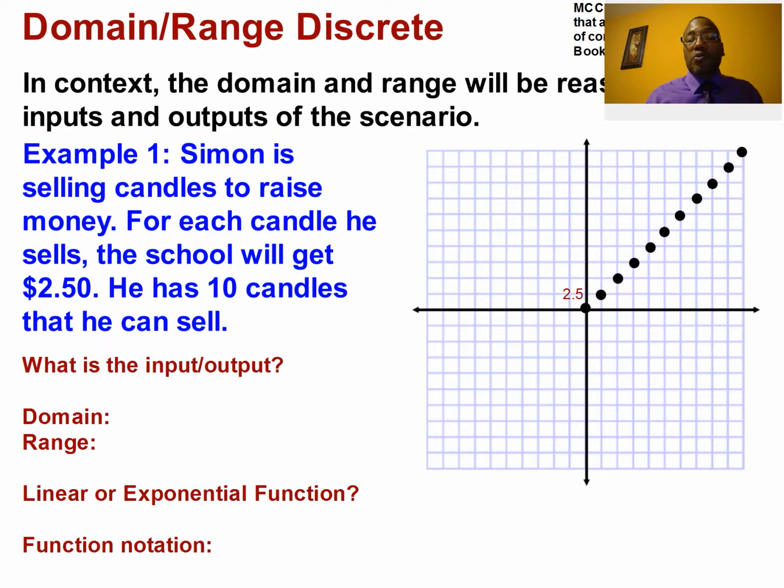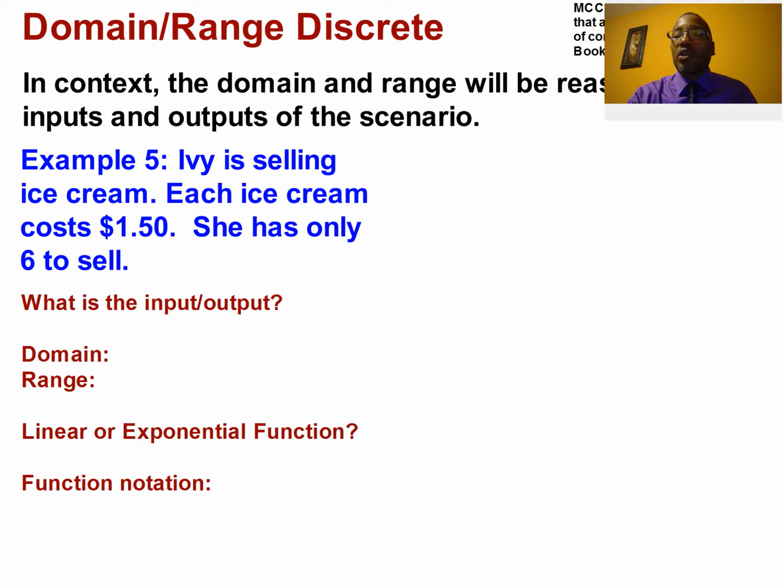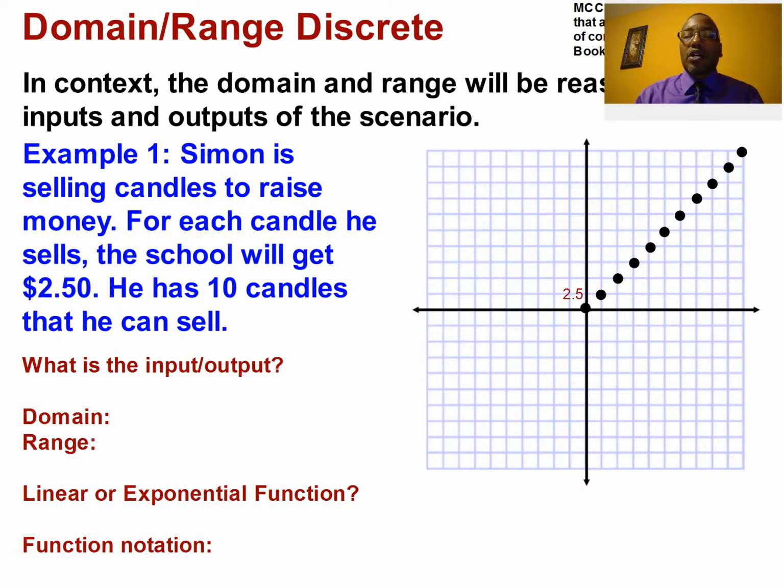Sometimes we provide you with the graph of a word problem, as we did in this case, and then sometimes we do not, which is on this one that will follow. On the first one, taking a look at the graph, we notice that the input values, if I were to write the ordered pairs for each of these dots, would be a domain of 0, 1, 2, all the way up to 10.